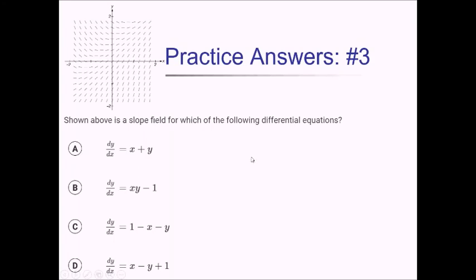For this problem, I'm given a slope field, and I want to match a differential equation with it. So I'm going to test out a few points on the slope field to see what they give me for slopes up here, and I'll see if they give me the same slopes down in these answer choices, and hopefully I can start to eliminate answer choices based off of this.